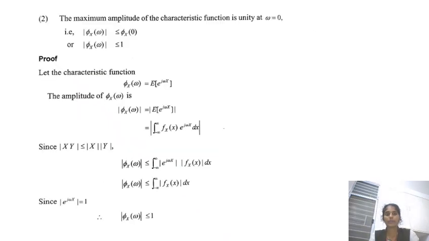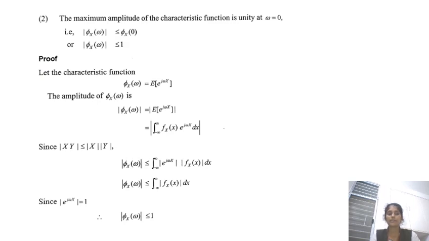Second property. The maximum amplitude of the characteristic function is unity at ω = 0. That is, mod of φx(ω) is less than or equal to φx(0), or mod of φx(ω) is less than or equal to 1. Proof. Let the characteristic function φx(ω) equal E[e^(jωx)]. The amplitude of φx(ω) is mod of φx(ω) equals mod of the integral from minus infinity to infinity of fx(x) e^(jωx) dx.